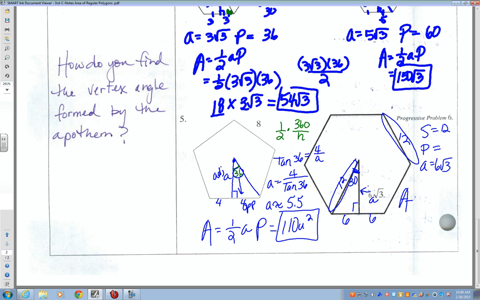This is a radical answer. Find the area using 1/2 AP. It is a radical answer. No decimal, radical. 1/2 times 6 root 3 times the perimeter, 72. Okay. What do we get? Anyone? Yeah, 216 square root of 3. Okay.